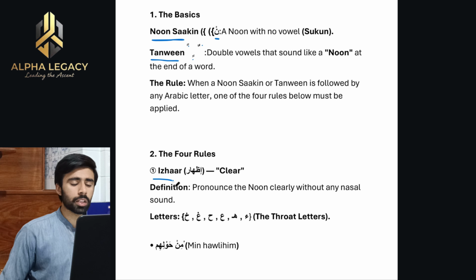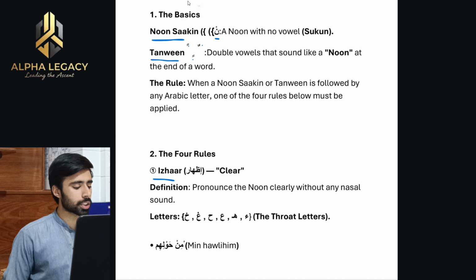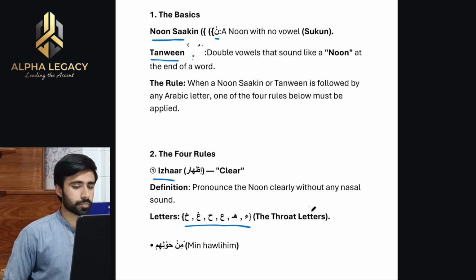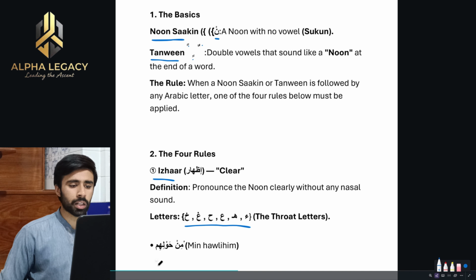The first rule is izhar. Izhar means clear pronunciation, and in this rule the noon sound is pronounced clearly without any nasal sound. And izhar happens when noon sakin or tanween comes before these 6 letters which are known as throat letters. Okay, I repeat that izhar happens when noon sakin or tanween comes before these 6 letters: hamza, ha, ain, ha, ghain, kha. With the given examples we will understand it.